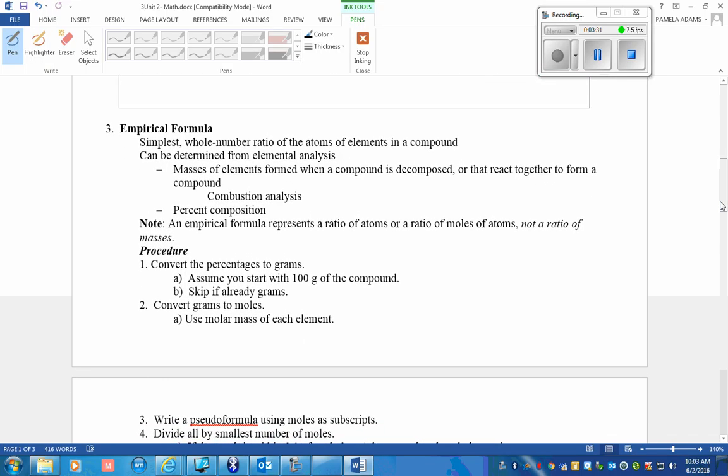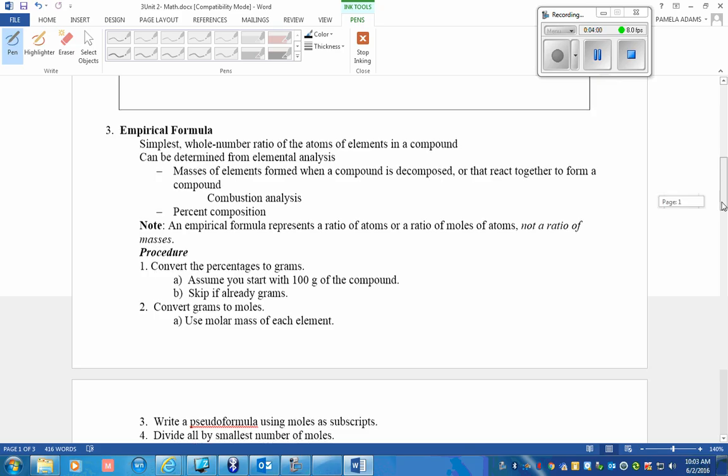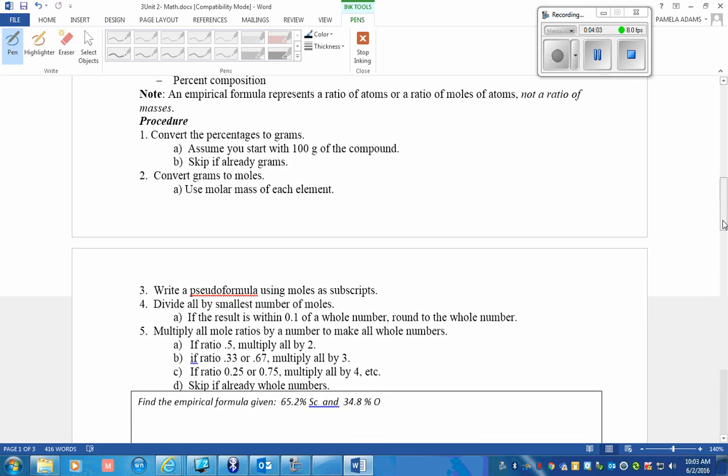The empirical formula is the simplest whole number ratio of atoms held together in a compound. It can be done from elemental analysis, and we can also figure it out from the percent composition. Remember, it's a ratio of atoms or moles, not a ratio of mass. Here is the procedure. If you're given a percentage from a percent composition, turn it into grams. Assume that you start out with 100 grams.